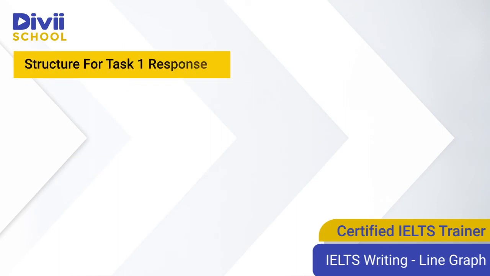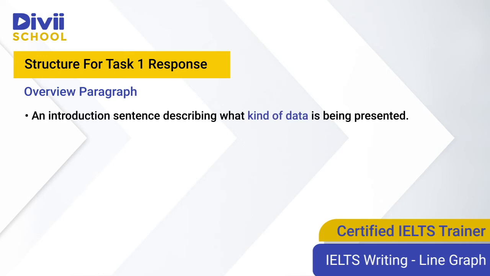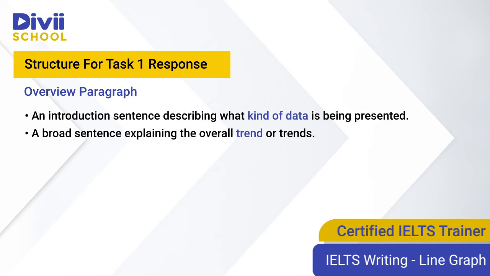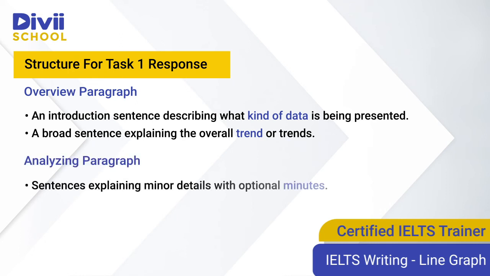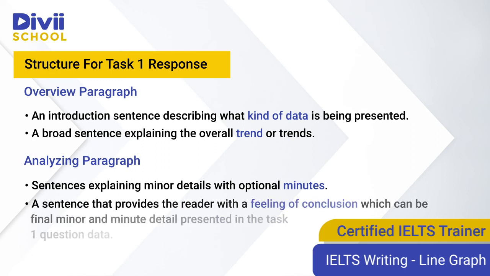Here is the structure for a task 1 response. An introduction sentence describing what data is presented, and a broad sentence explaining the overall trend. Sentences explaining minor details with optional minute details. A sentence that provides the reader with a feeling of conclusion, which can be a final minor or minute detail presented in the task 1 data.